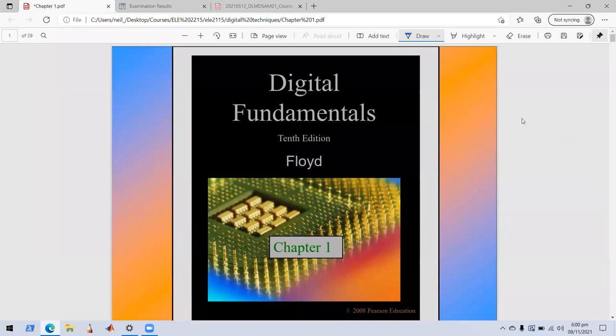Okay, let's begin. So my name is Neil Chatterpal. For those of you that don't know me, I'll be teaching this course. It's called ELE 2115, which is just the digital electronics course, digital techniques course for electrical engineers.